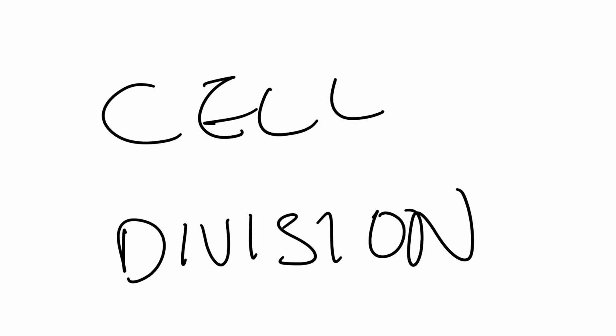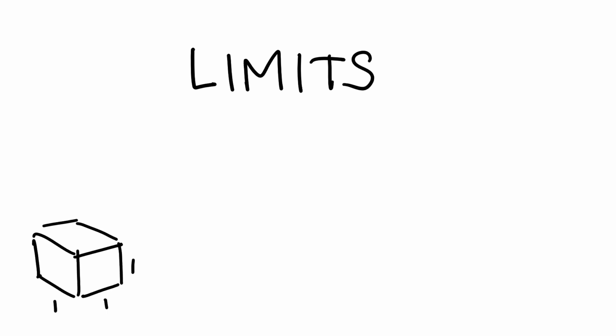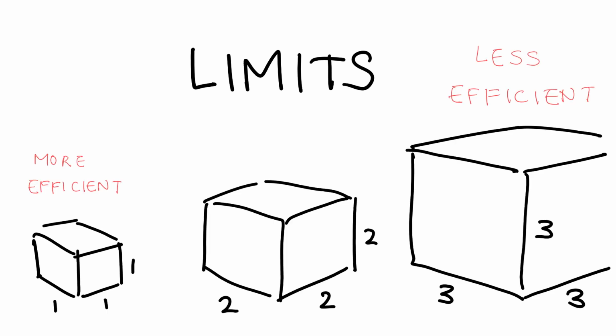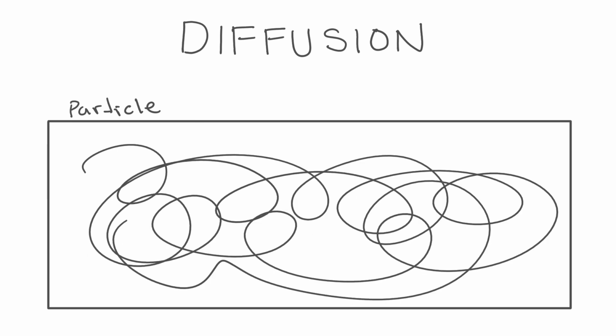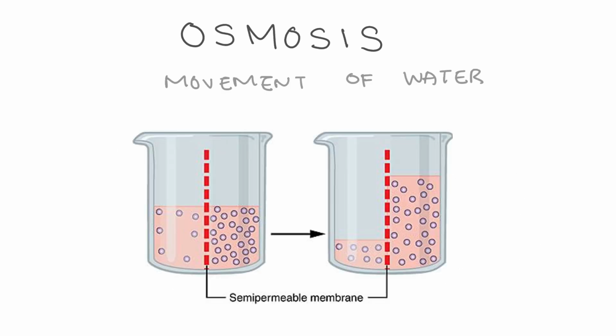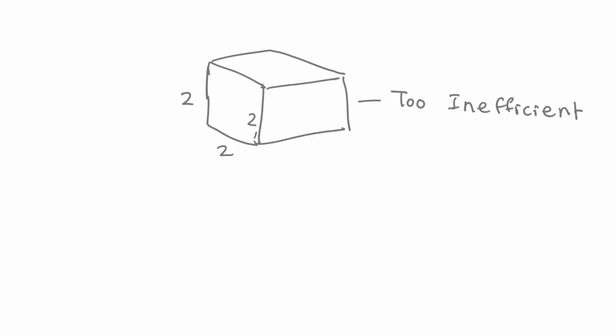Okay, cell division. There's a limit to cell size, and if the cell is too large, then it is inefficient at removing waste and absorbing nutrients. Particles and fluids move through the cell using osmosis and diffusion. Diffusion is the movement of particles from a high concentration to a low concentration. Osmosis is the movement of water from a less concentrated solution to a more concentrated one. If it is too inefficient, then it will divide.